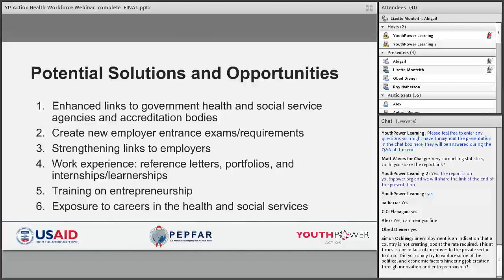And in closing, just to look at some potential solutions and opportunities. There's six that I'm going to touch on here. The first is that enhanced links to government, health and social service agencies and accreditation bodies would definitely strengthen workforce programs. And programs that we looked at that did this really well were Kids and Pilo, AICCW, and NACOSA, which are the programs I mentioned earlier.